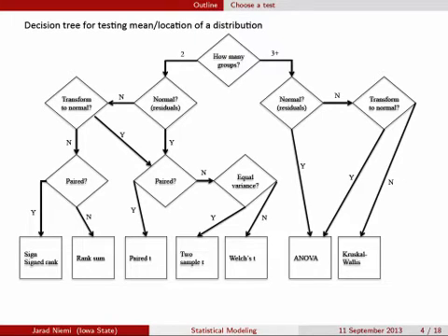Okay. So here's the first idea. You start up here and you say, how many groups do I have? How many groups do we have? 2.